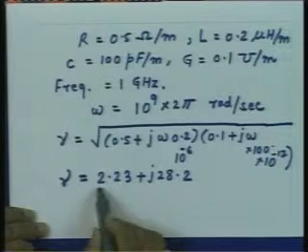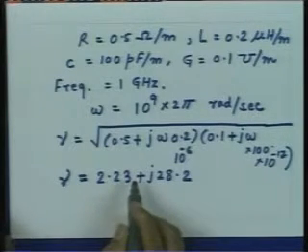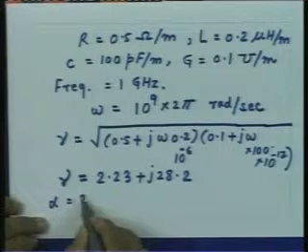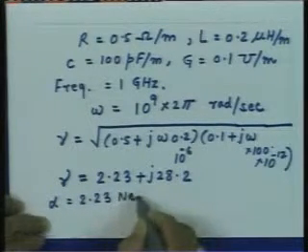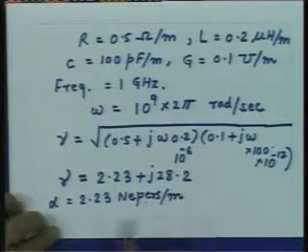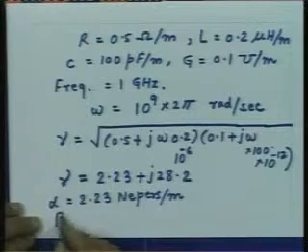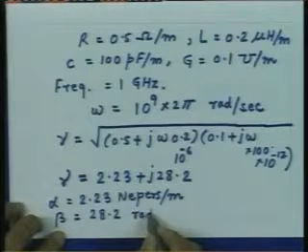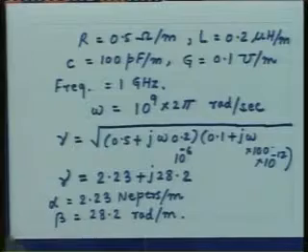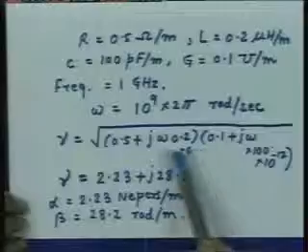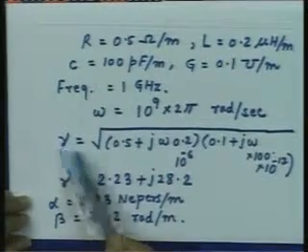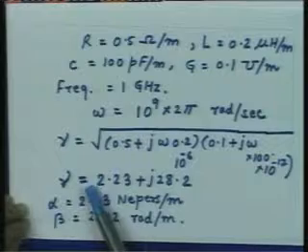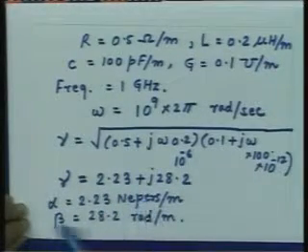So, the real part here, which is 2.23, represents the attenuation constant alpha. So, we have alpha equal to 2.23 nepers per meter, and the phase constant beta equal to 28.2 radians per meter. So, once we know the primary constants of the line, which are R, L, G and C, and the frequency of operation, one can calculate from this expression the complex propagation constant, then separate out the real and imaginary parts of gamma, and we get what is called the attenuation constant alpha and the phase constant beta.